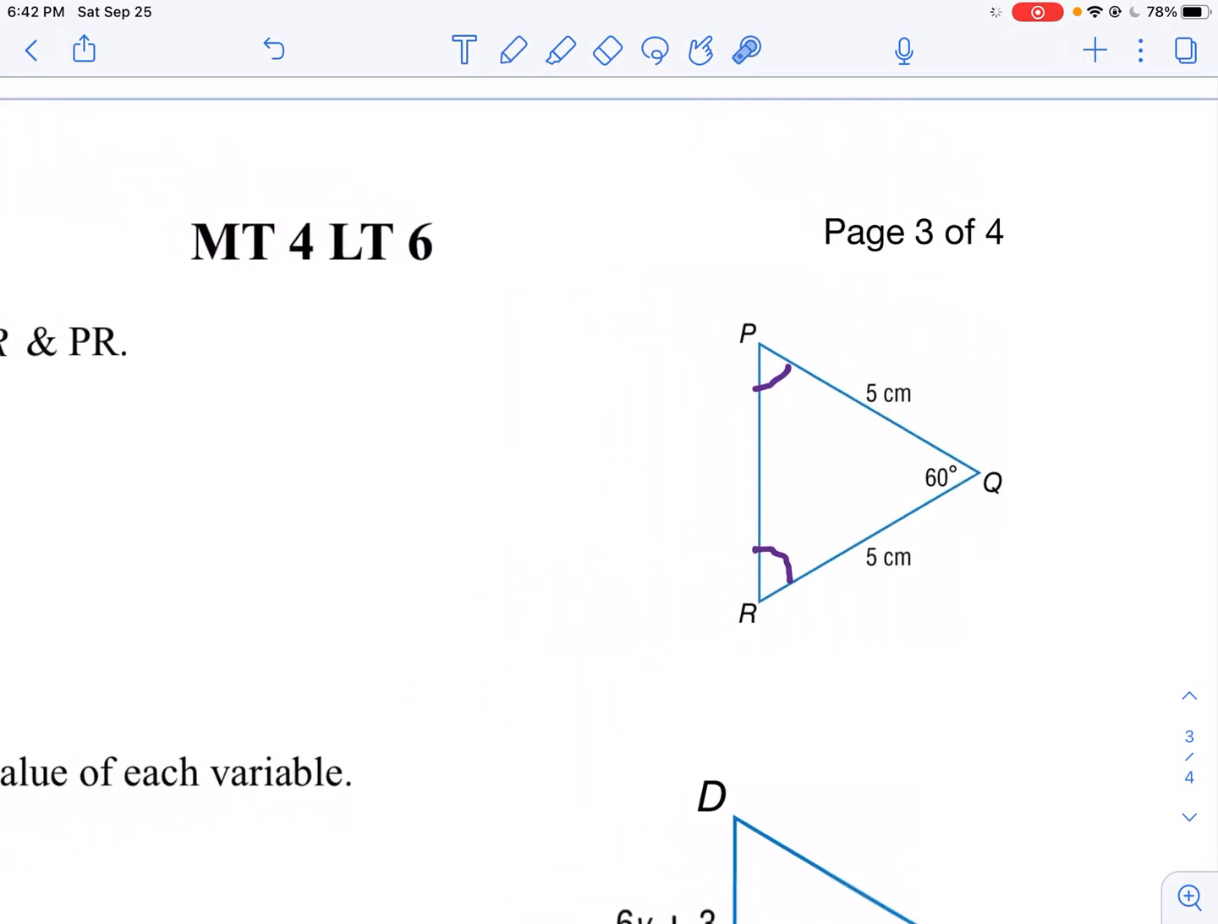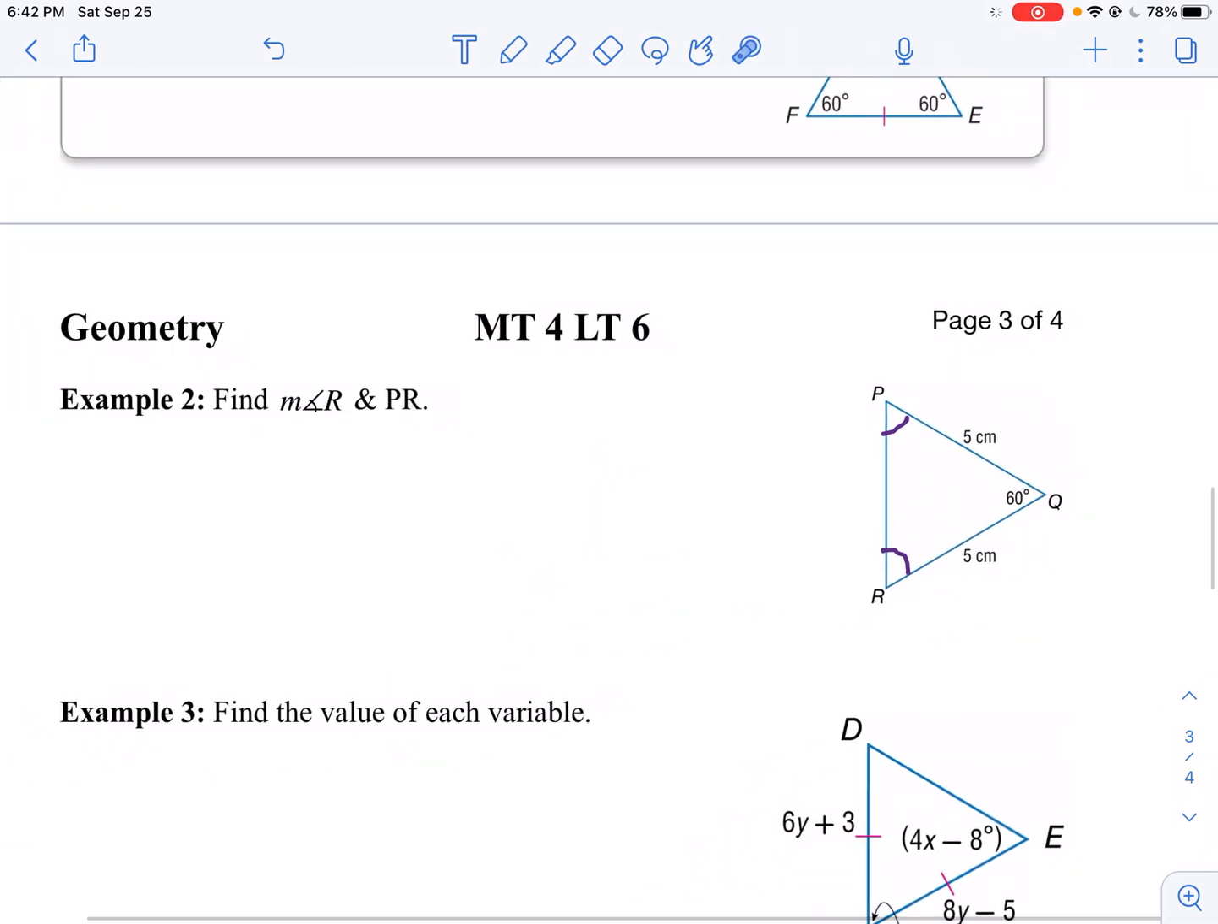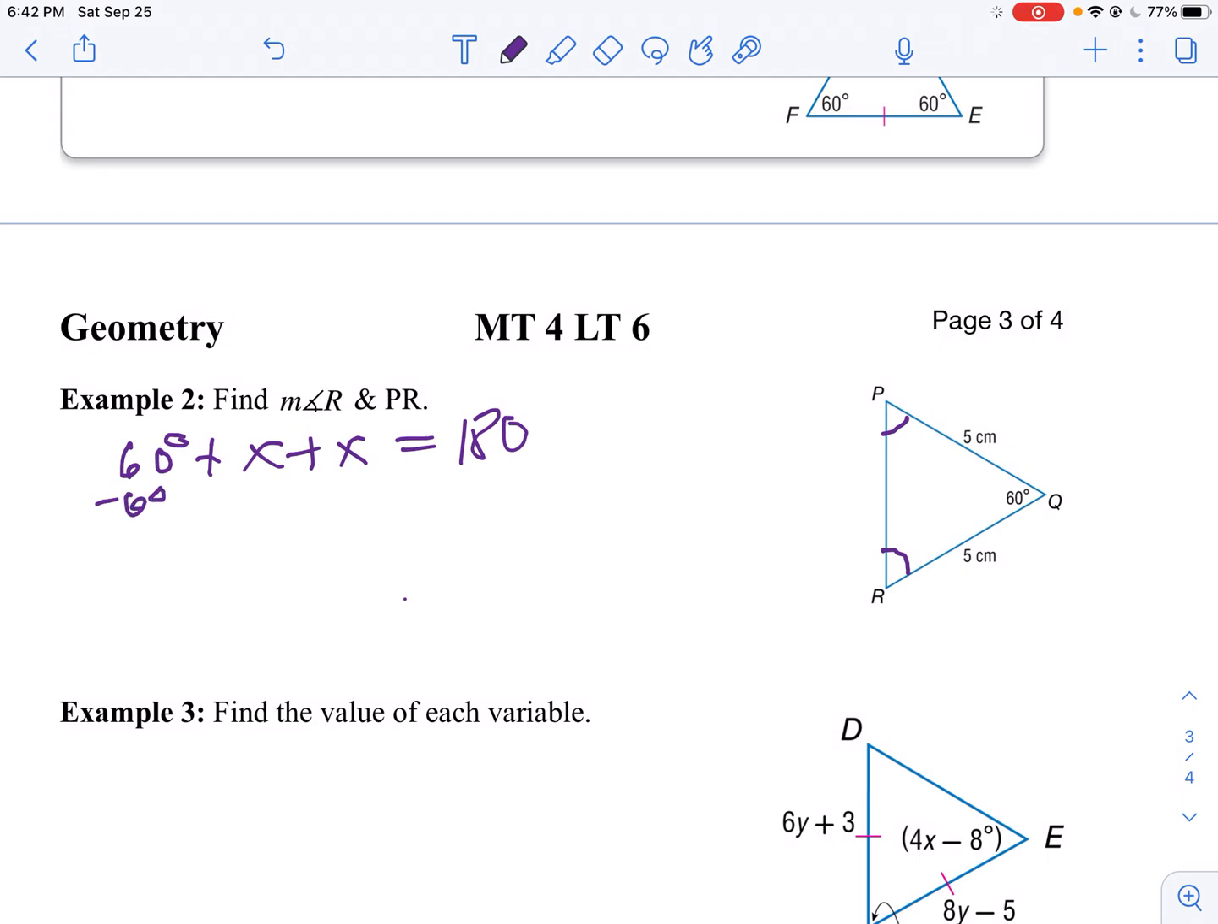So I can apply that and use my triangle angle sum theorem. That is, I know 60 degrees. I'm going to call the angle P, x, plus x plus x equals 180. Well, minus 60 from both sides and combine the x's, and we get 2x equals 120. Divide by 2, x is 60.